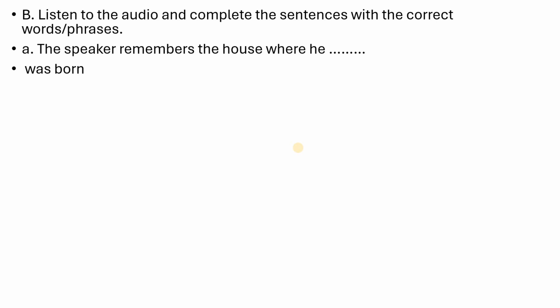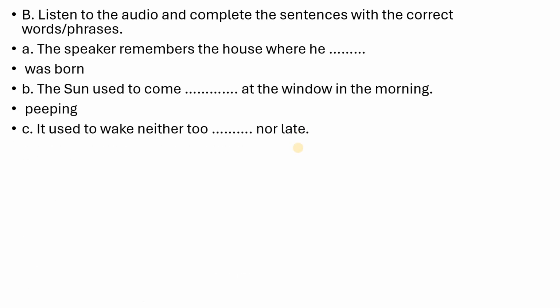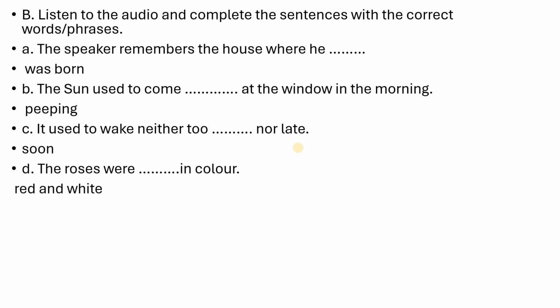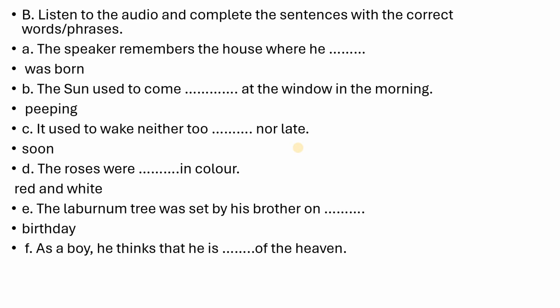The first one: the speaker remembers the house where he was born. The sun used to come at the window in the morning, peeping. It used to wake him neither too soon nor late. The roses were red and white. The laburnum tree was set by his brother on his birthday. As a boy, he thinks that he is father of the heaven.